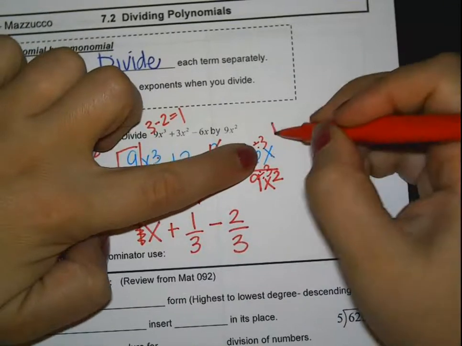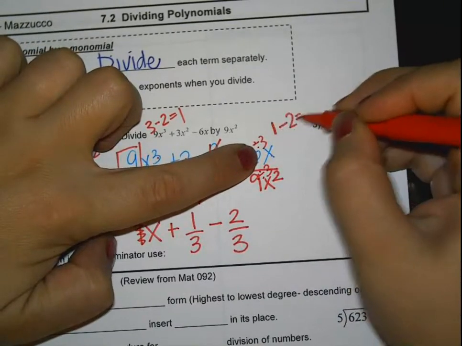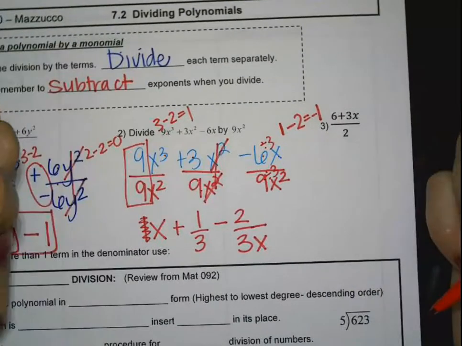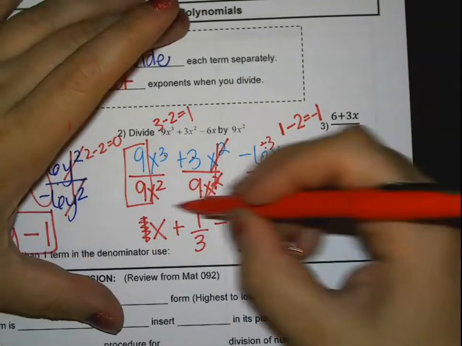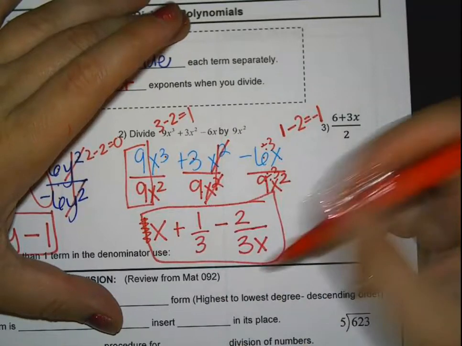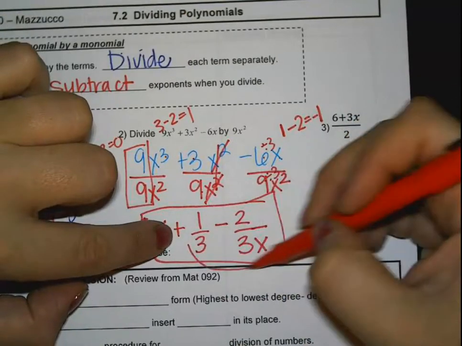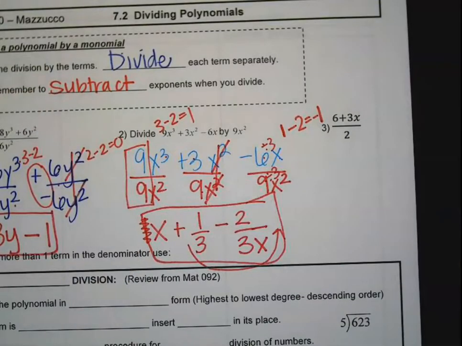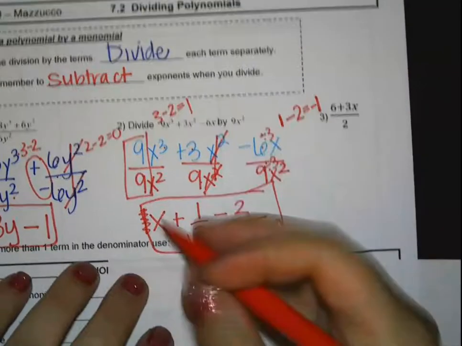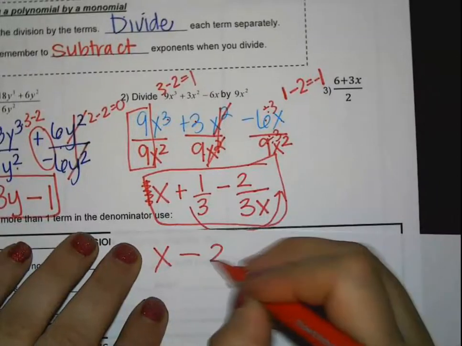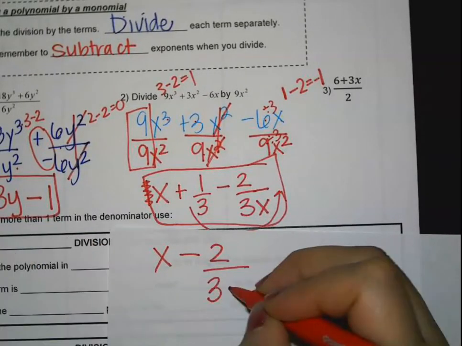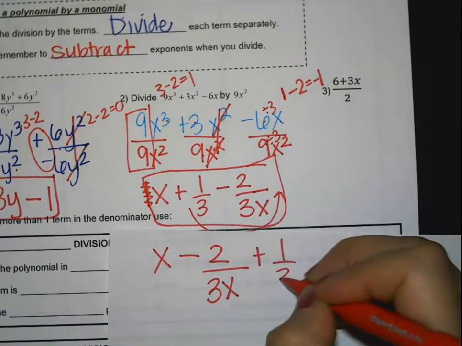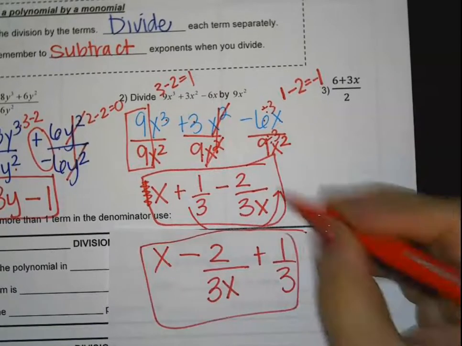And then 1 minus 2 is negative 1. So we know the x is in the denominator. So we could write our answer this way, or even better, we would move the 1/3 to the end because it's the constant. So if we wanted to write this answer even better, we could write it as x minus 2 over 3x plus 1/3. But either's fine.